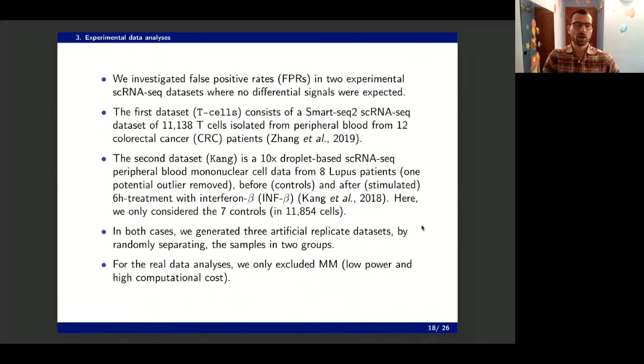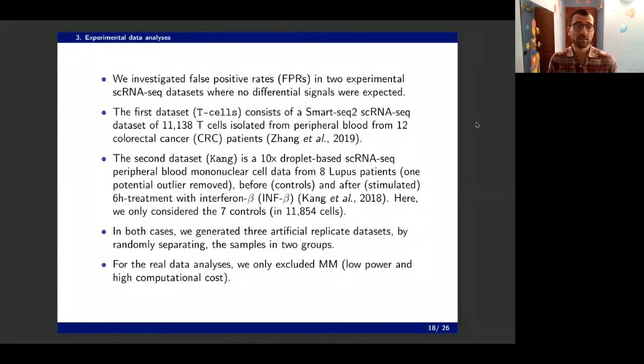Okay, getting into the experimental data sets. We firstly wanted to investigate false positive rates, and so we considered 2 null experimental data analyses where no differential signal was expected in the data. And so we considered first a data set that I call T cells. That's a SMART-seq2 data set of 11,000 cells from 12 colorectal cancer patients.